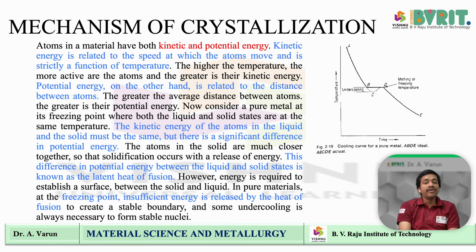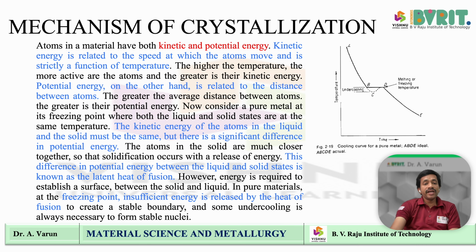This is because when the atoms are in a solid, they are much more closely arranged, and the solidification occurs with the release of energy. Therefore, the difference in potential energy between the liquid and solid state is known as the latent heat of fusion. That is the reason why there will be a certain amount of undercooling needed in order to release this difference of energy. So when you have this undercooling, only then can a stable nucleus form.